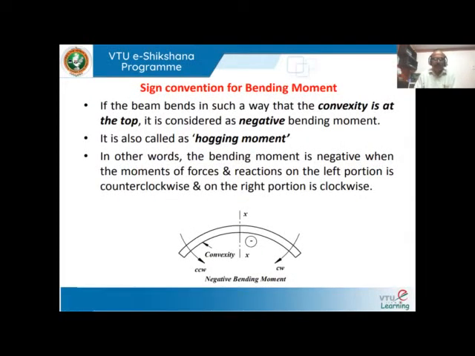Now, on similar lines, if the beam bends in such a way that there is convexity at the top or concavity at the bottom, as shown in the figure, the clockwise and counterclockwise moments about the section considered are negative, and this is known as hogging bending moment.